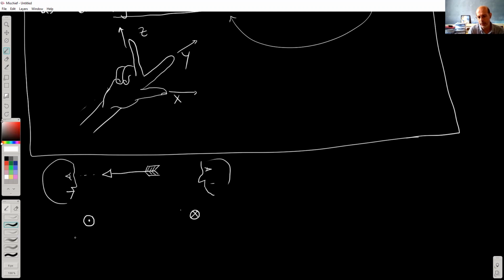So when I'm going to express a vector which is pointing out of the screen, I'm going to express it like this. I'm going to use this notation. And that's a vector pointing into the screen.